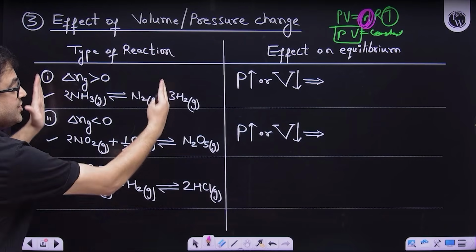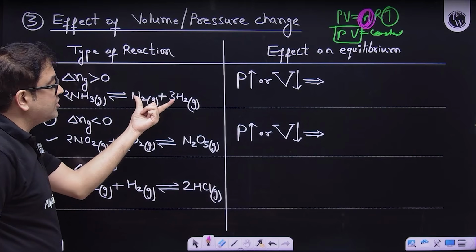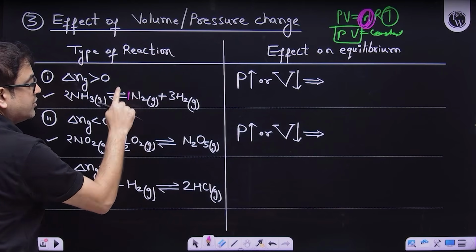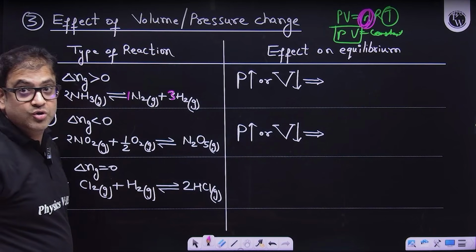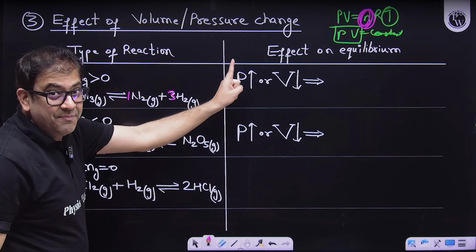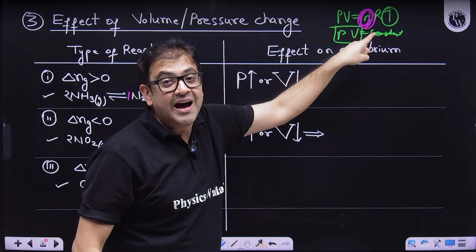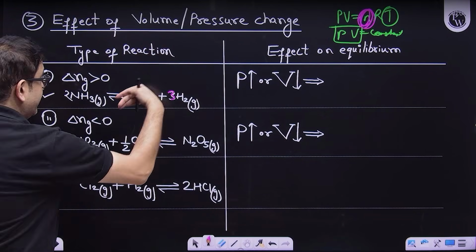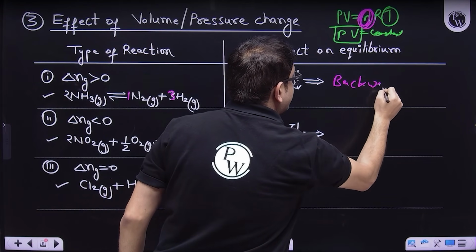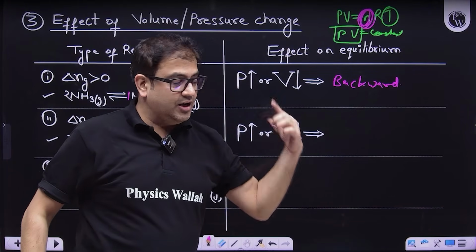So in case of reactions, let's say when delta Ng is positive. What is delta Ng? The number of gaseous moles of product minus reactant. Here you can see the product moles, 1 plus 3 minus 2. So delta Ng will become positive. So if you are increasing pressure, I will try to reduce the pressure. In order to reduce pressure, I'll move in that direction where moles are getting decreased. Where are moles getting decreased in such cases? Backward. So for such reactions, the reaction will shift in the backward direction to again attain equilibrium.